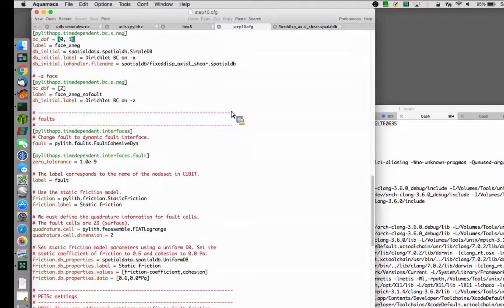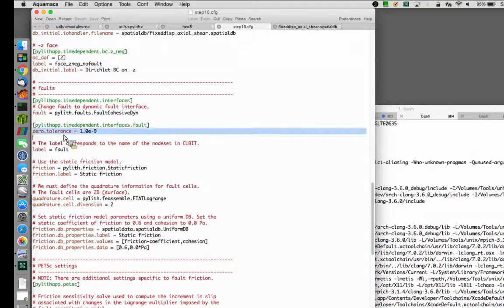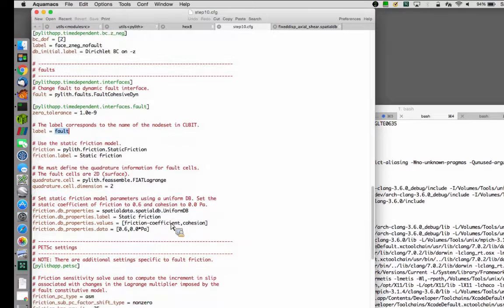So for the faults, I'm giving a zero tolerance of 10 to the -9. I changed from the fault cohesive kinematic, the default, to fault cohesive dynamic. Again, node set label for the fault, static friction, quadrature, FIAT Lagrange. This is 3D hex8, so for hexes and quads, we use Lagrange quadrature and basis functions. The friction properties use a uniform database with a coefficient of friction of 0.6, zero cohesion.